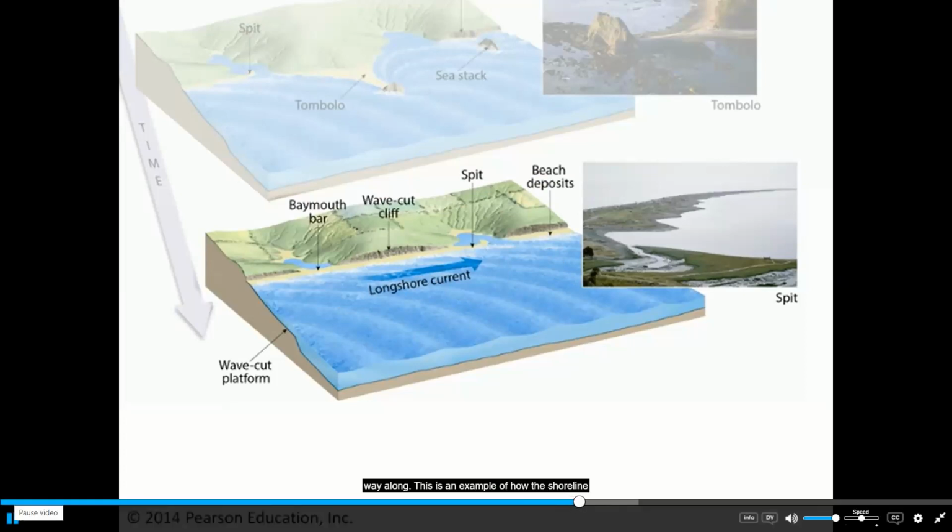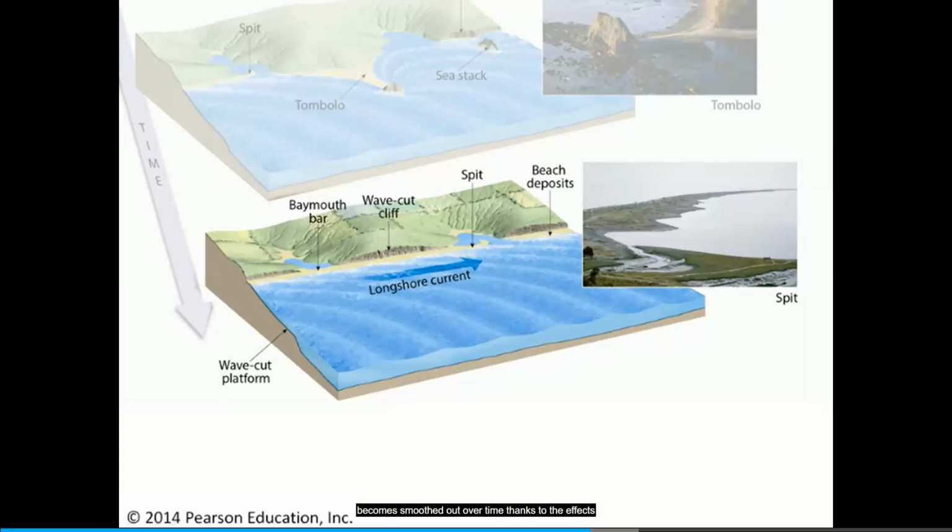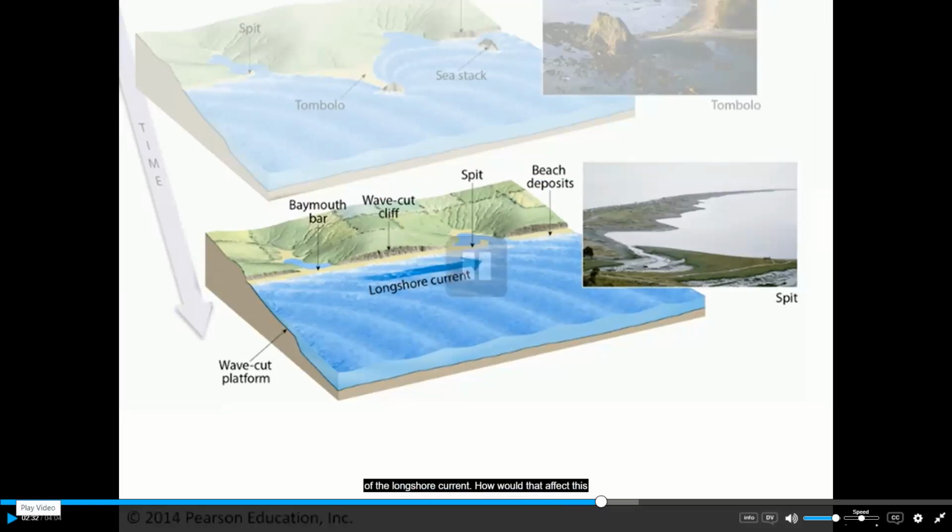This is an example of how the shoreline becomes smoothed out over time thanks to the effects of the Longshore Current. So I'm going to pause there again, and we'll come back to this video again when we talk about some things that we can do to try to prevent beach erosion.